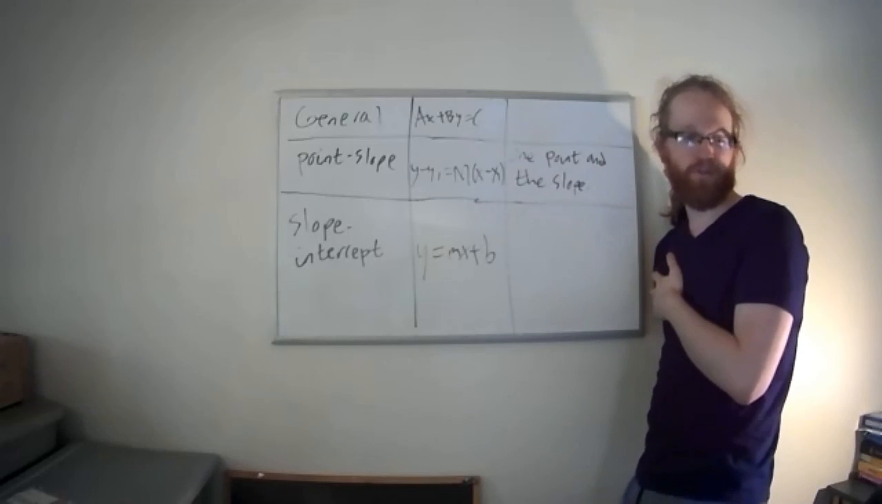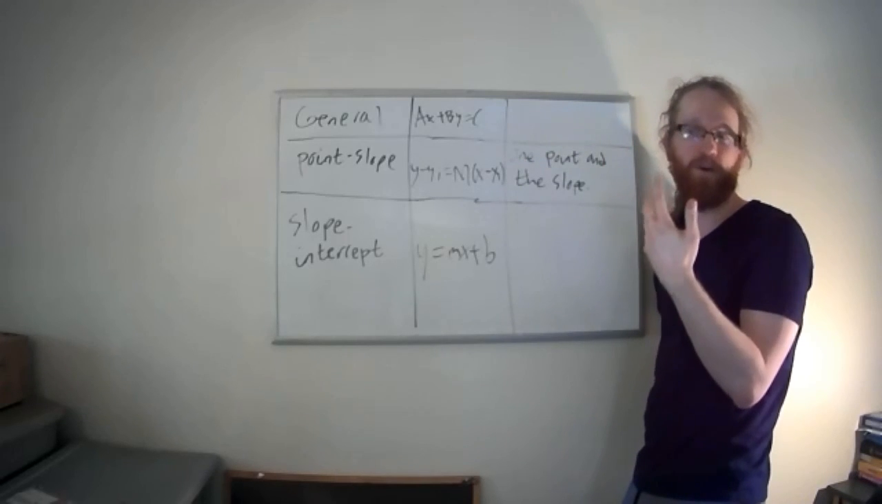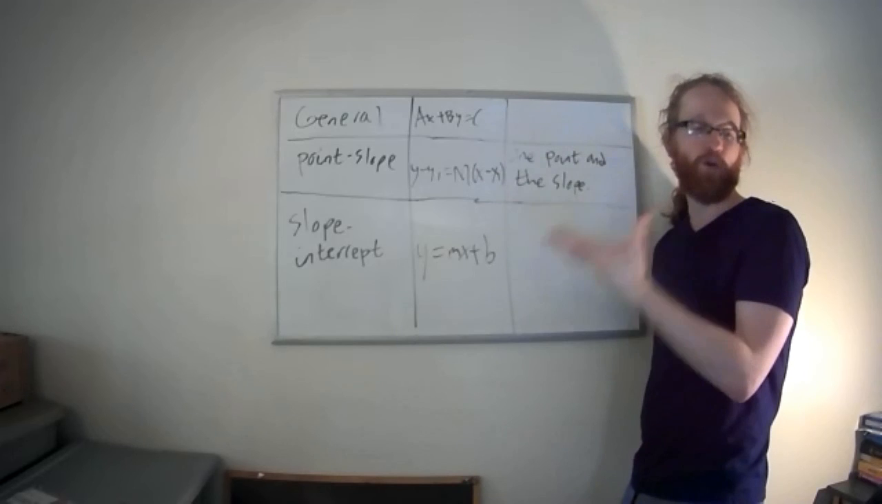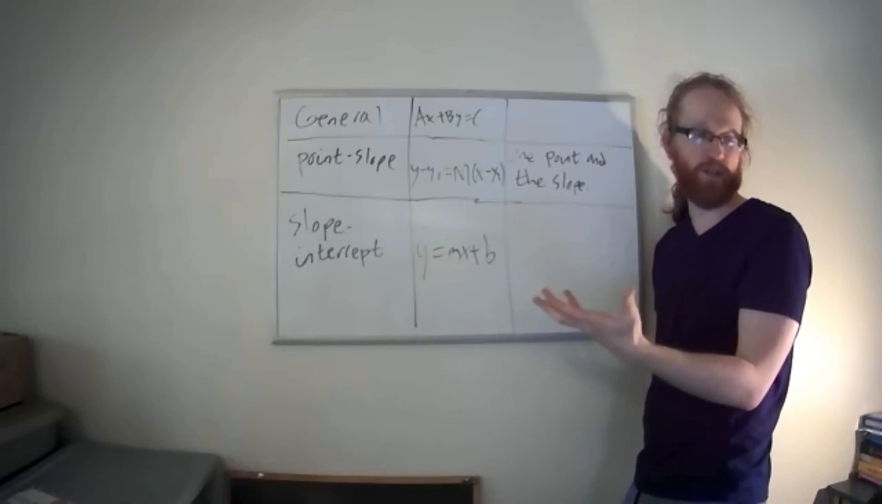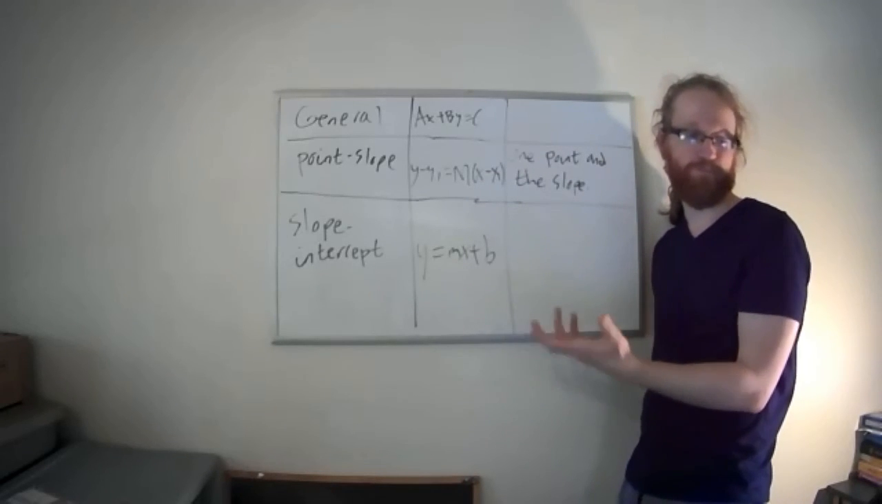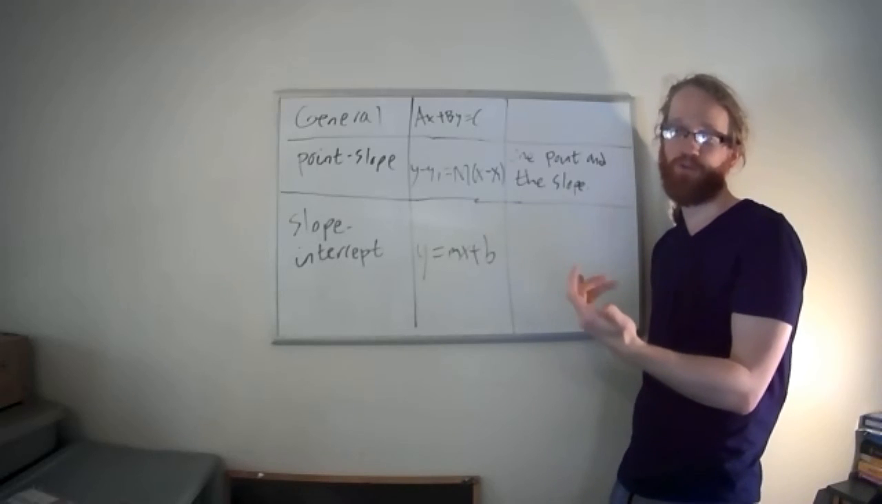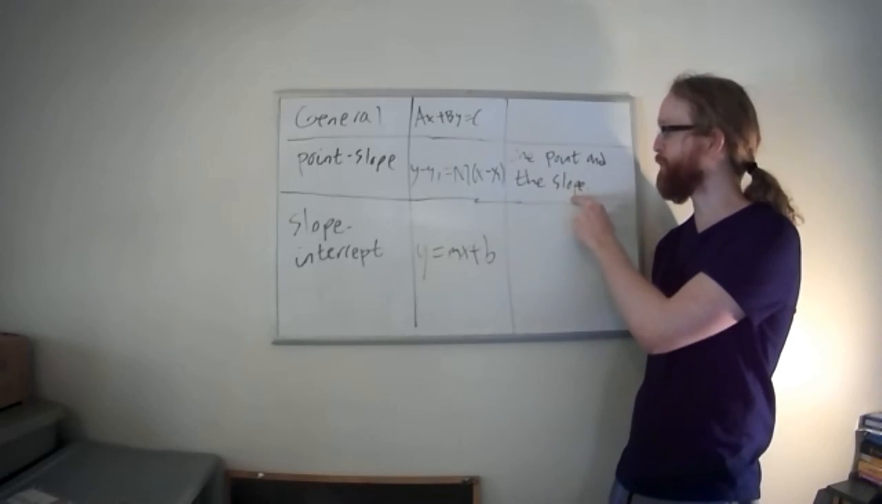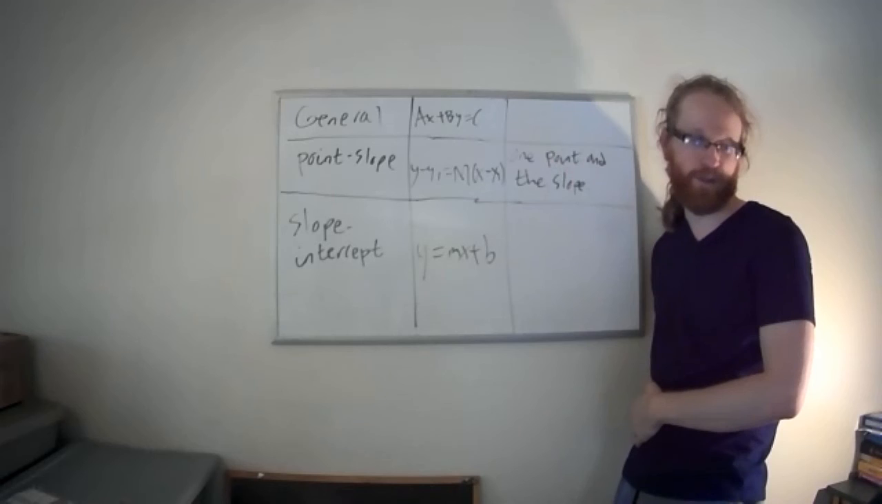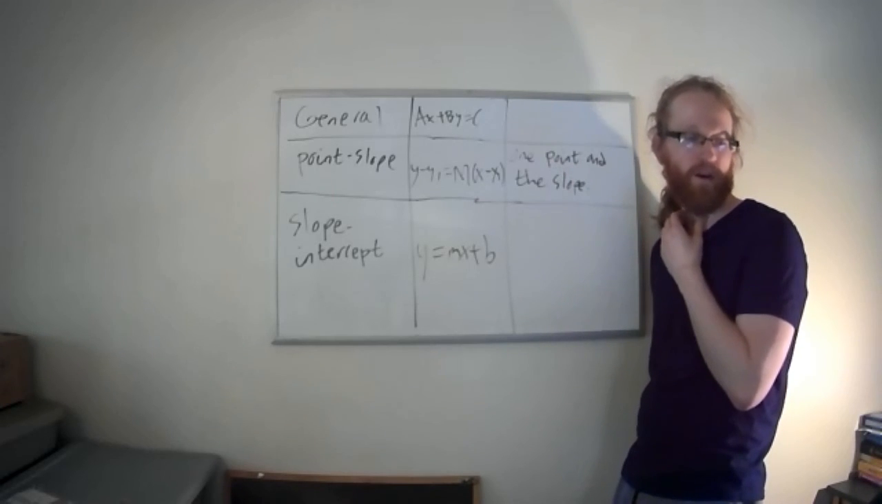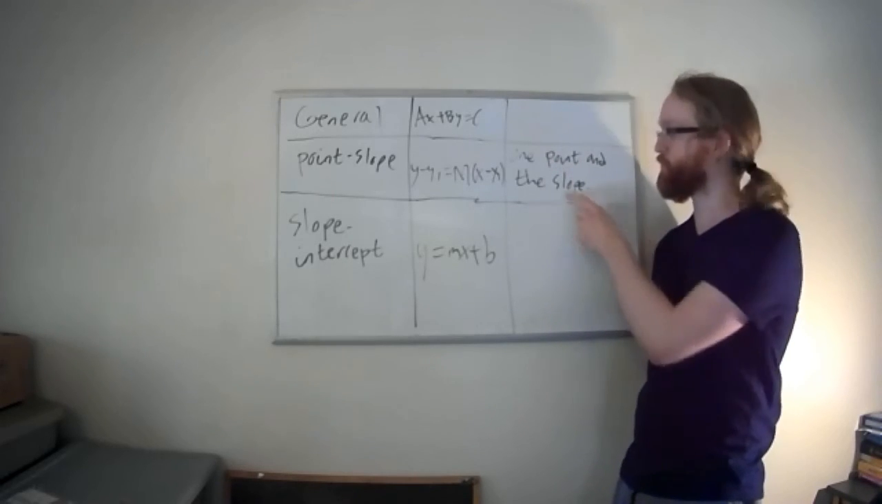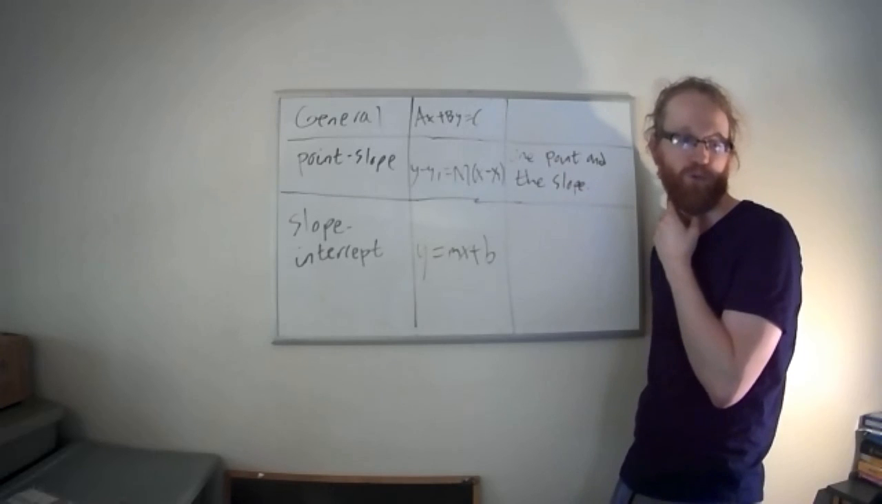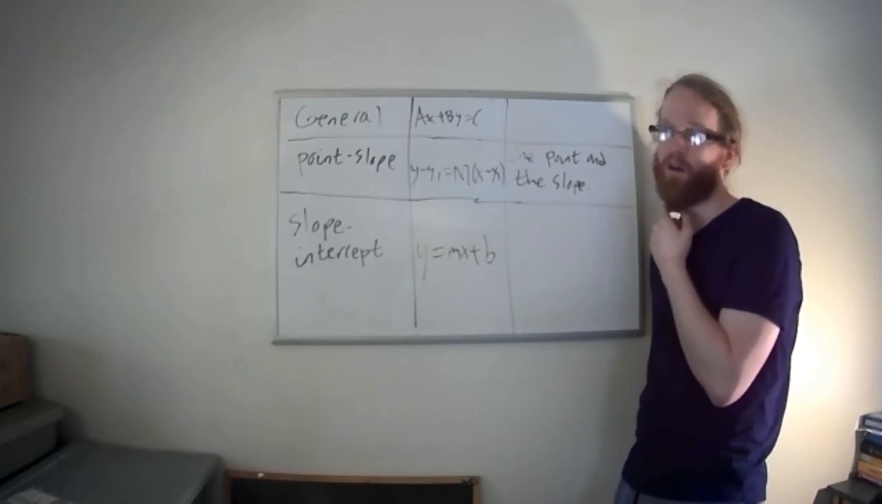So this is good to use, say, if I give you a problem that says, here are two points, find the equation of the line through those two points. That's good because I can use the two points to find the slope, and then I can take one of those points and put them into this equation and be done. I'll have an equation for the line. So this is really good for finding an equation of a line from two points, for example.